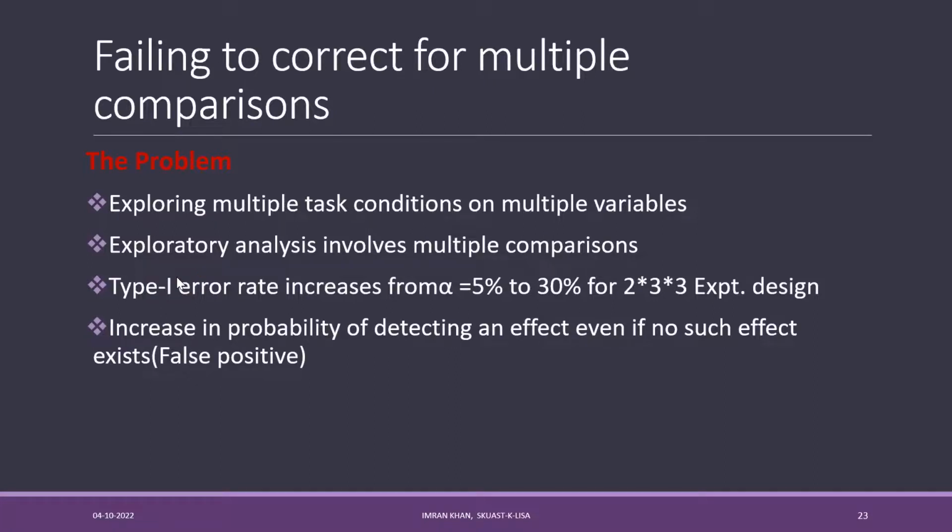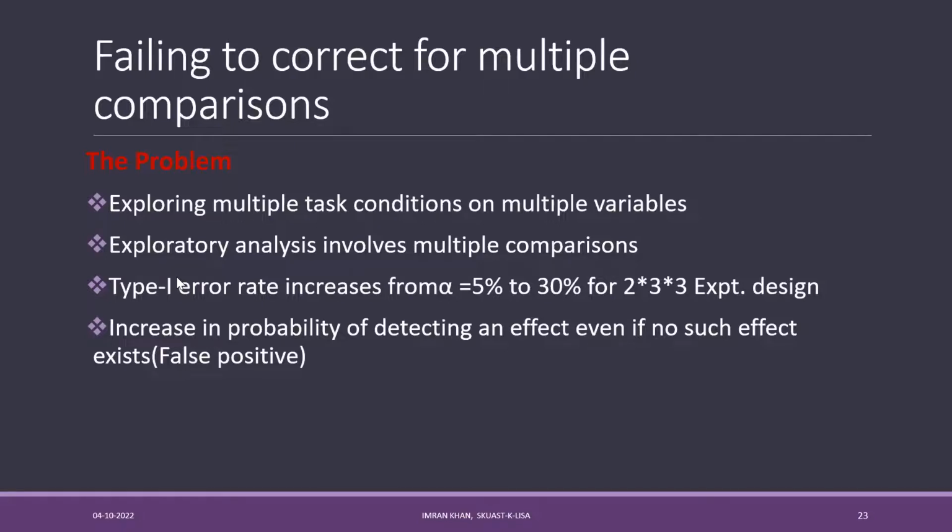The fifth mistake which researchers do commit is they fail to correct for multiple comparison. In any experimental design involving comparison of more than two groups or conditions, exploratory analysis will involve multiple comparisons and will increase the probability of detecting an effect even if no such effect exists.